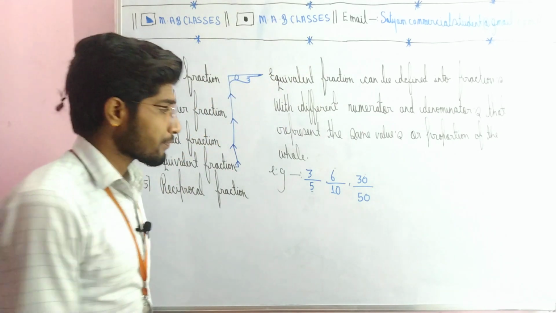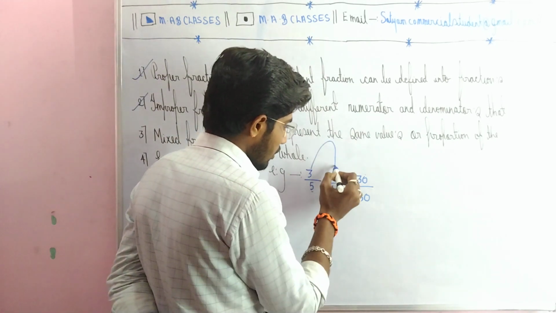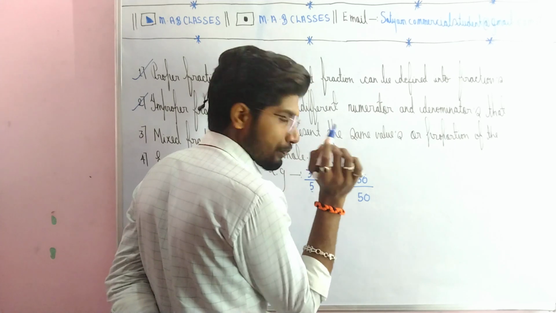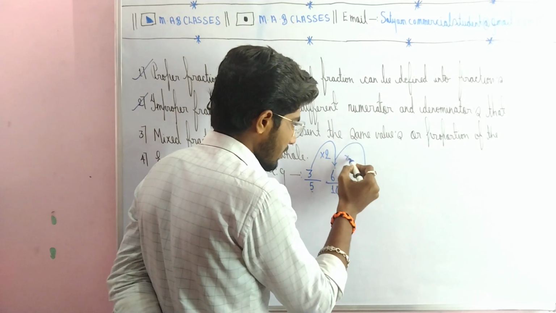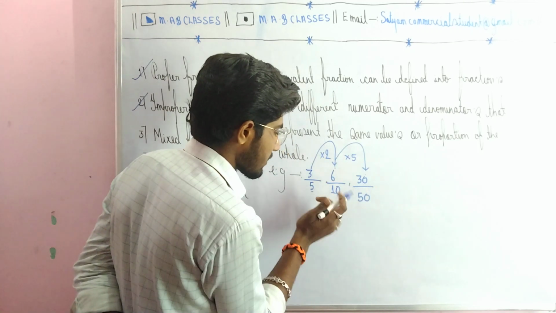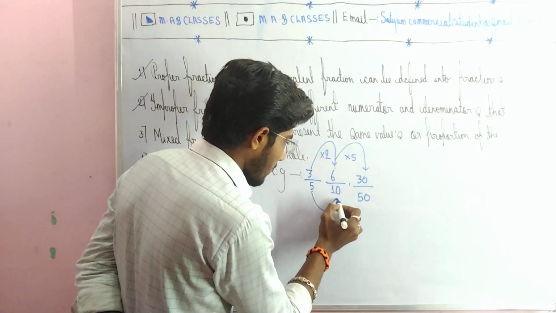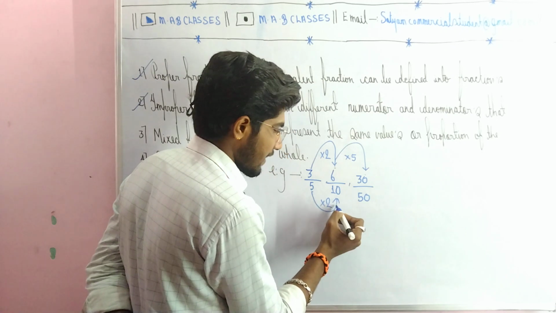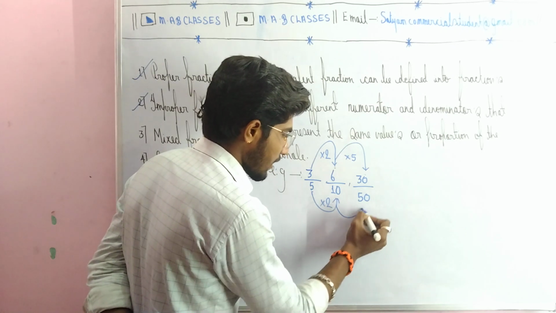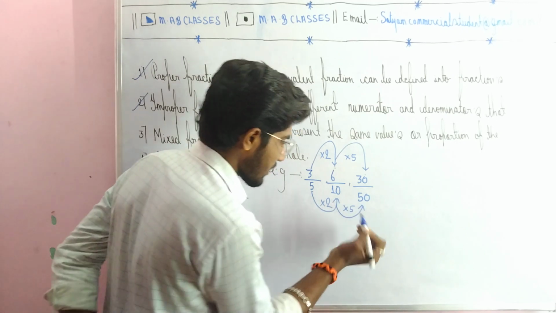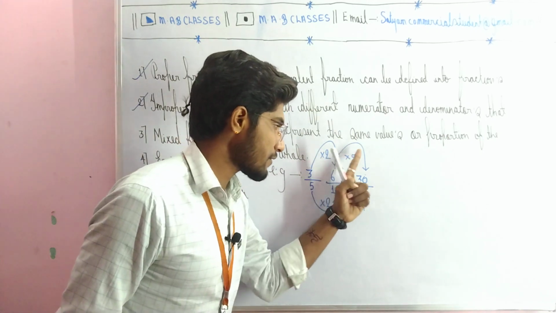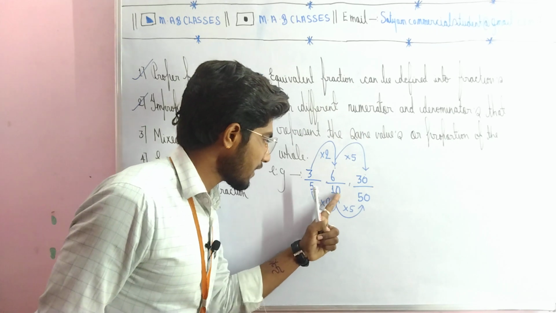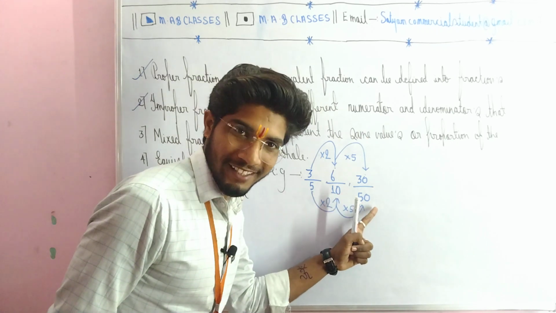Understand how: 3 times 2 is 6, multiply by 2. Is the matter clear? 3 times 2 is 6, and 6 times 5 is 30. The same applies on this side: 5 multiplied by 2 is 10, and 10 times 5 is 50. Understand how? 3 times 2 is 6, 6 times 5 is 30, 5 times 2 is 10, 10 times 5 is 50.